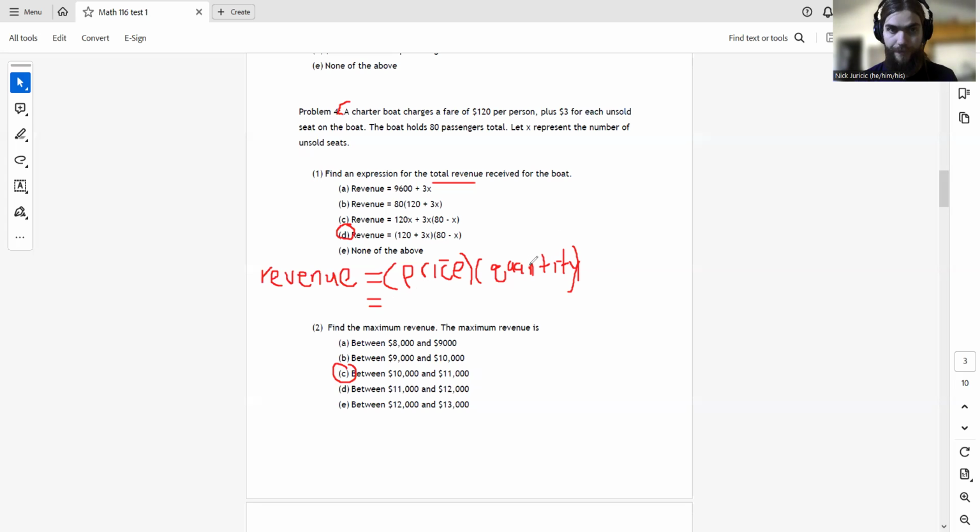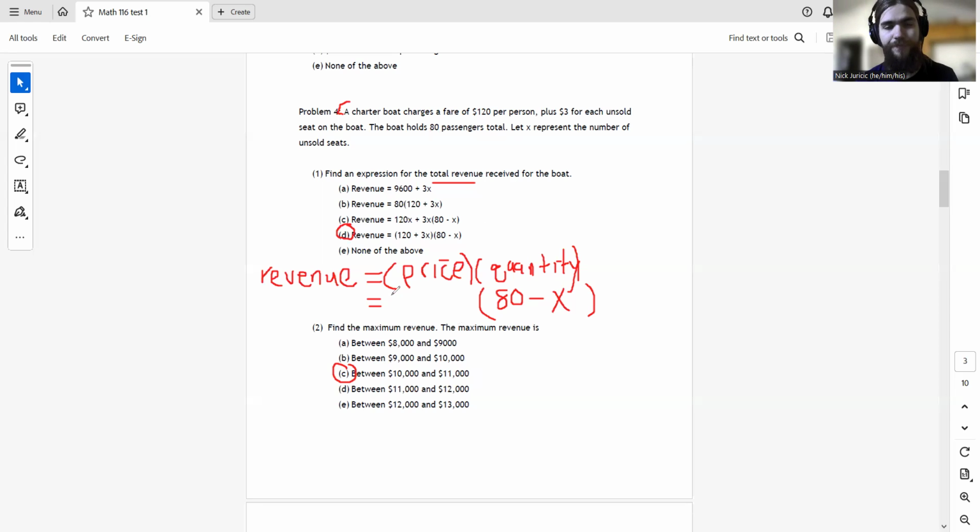Quantity sold, they're selling seats. So the quantity is simply the number of seats that they sell. We want to get that in terms of X, which is the number of seats that they didn't sell. So it's kind of like a little topsy-turvy. If they have a capacity of 80, and we subtract off the number of seats that they did not sell, this 80 minus X here is the number of seats that they did sell.